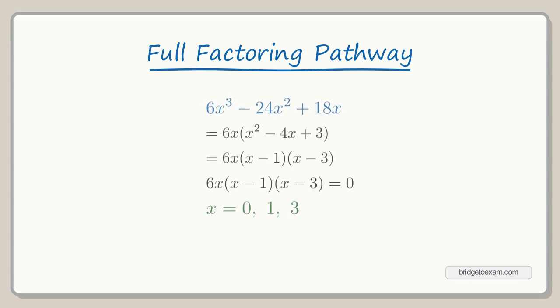Factor 6x cubed minus 24x squared plus 18x. Every term has a greatest common factor of 6x. After factoring that out, the remaining trinomial is x squared minus 4x plus 3. That trinomial factors as x minus 1 times x minus 3. If the expression equals 0, the zeros are 0, 1, and 3.